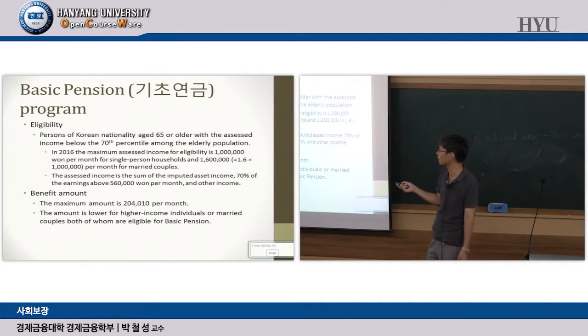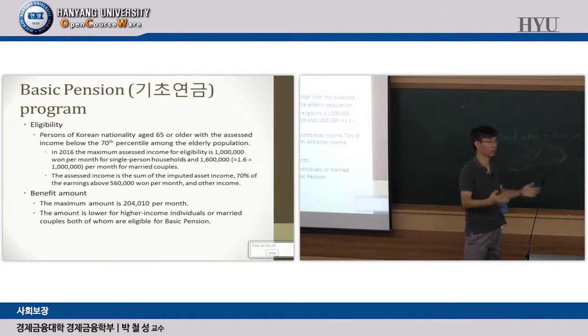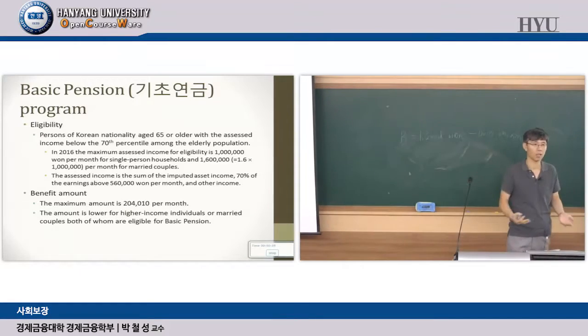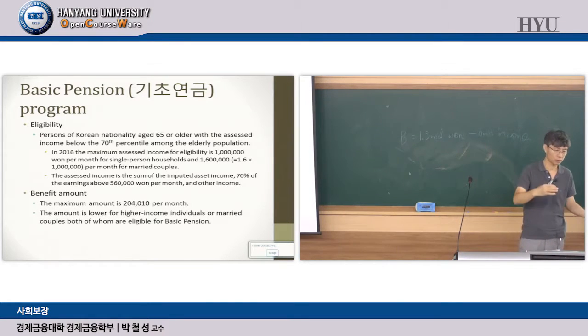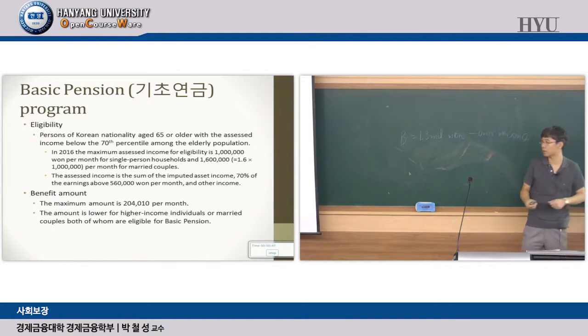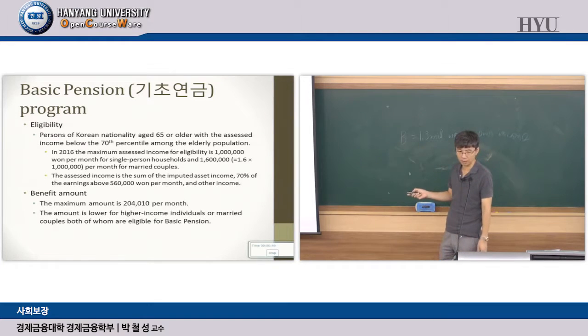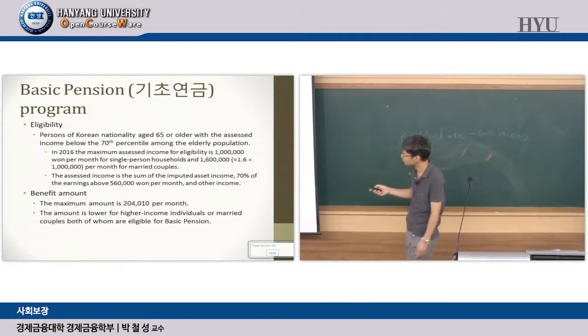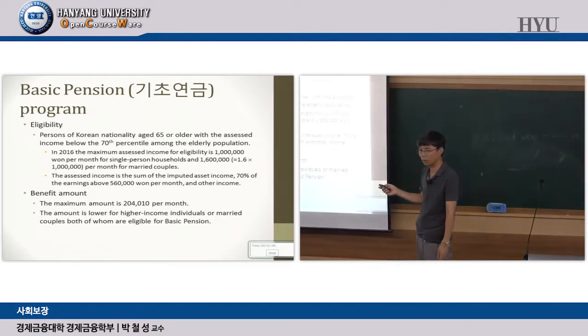Okay, the income is not exactly the income. It's an assessed income in the sense that it's a sum of the imputed asset income. So if the elderly household has assets, let's say he or she has a car or a house, that should be included as a part of income. They have a way of computing it. And then if they have their own earnings above 560,000 won per month, 70% of that income is included as the assessed income. Okay. Which means that if you work and earn some money, you can still get the benefit.